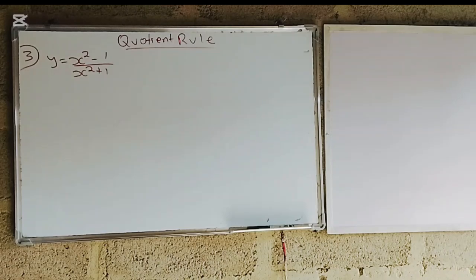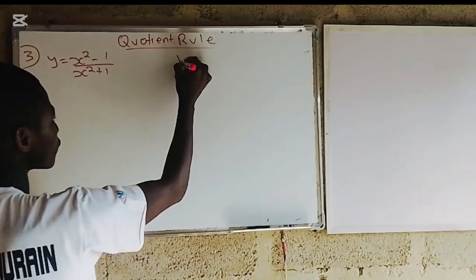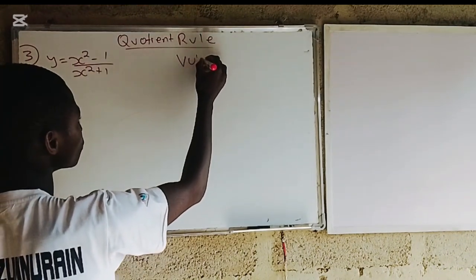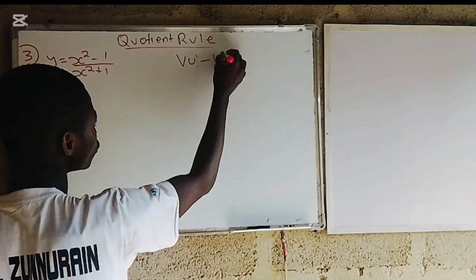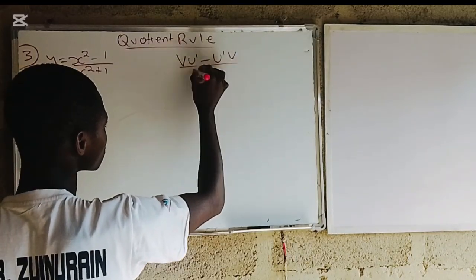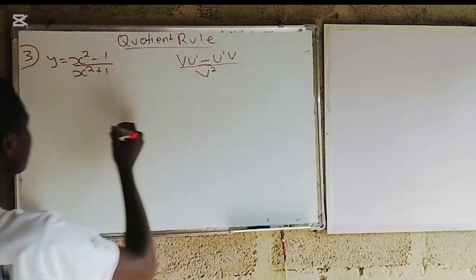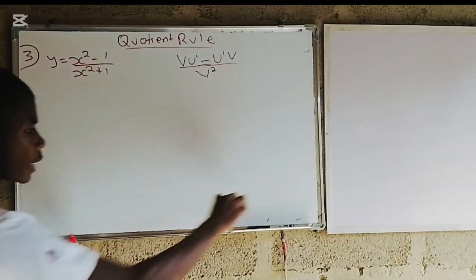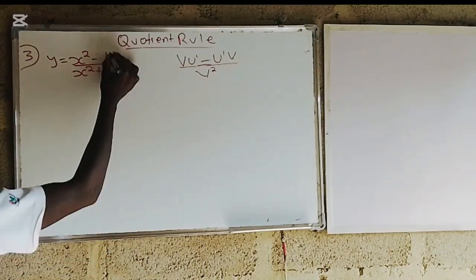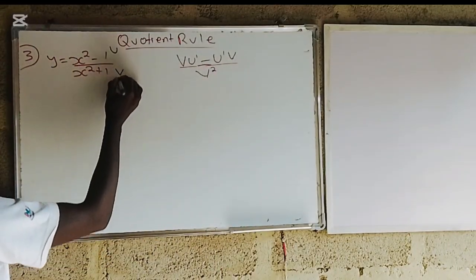From the third question, we are going to use the formula that says (v u prime minus u v prime) over v squared. So the numerator is u, and the denominator is v.